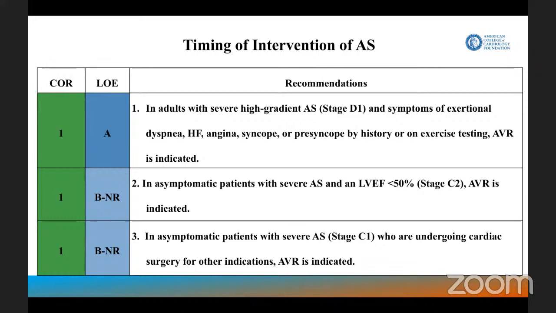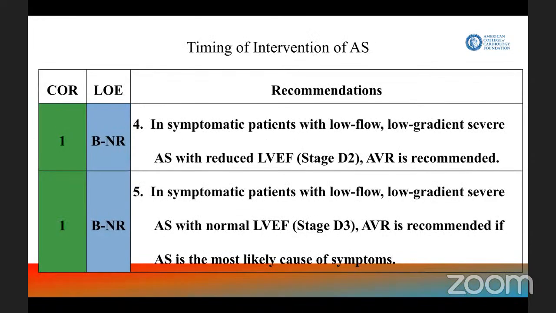And for asymptomatic patients with severe aortic stenosis and reduced ejection fraction, stage C2, AVR is indicated as well as a class 1. And for asymptomatic patients with stage C1 severe aortic stenosis who are undergoing cardiac surgery for other indications, AVR is indicated as a class 1 as well. For symptomatic patients with low flow, low gradient, severe aortic stenosis and reduced LV ejection fraction, stage D2, AVR is recommended as a class 1 as well.